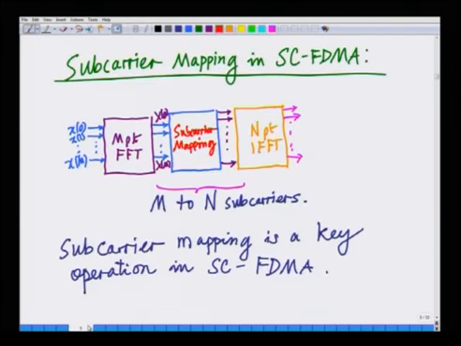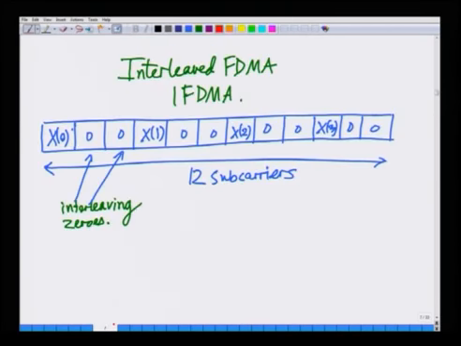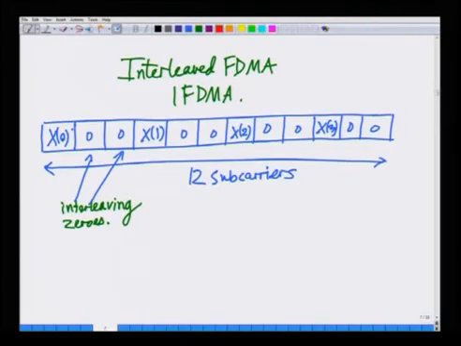In addition, we said that this subcarrier mapping from M to N, that is at the output of the M point FFT to the input of the N point IFFT, is a critical aspect of an SCFDMA system, and we said there are many ways to do it. One is to interleave zeros in between, that is you space your M outputs of the FFT regularly over N and interleave the elements in between with 0, and this is known as interleaved FDMA or IFDMA.